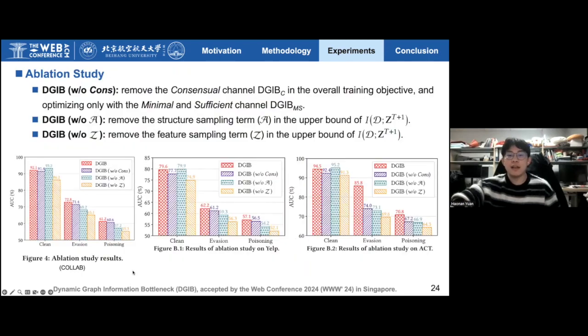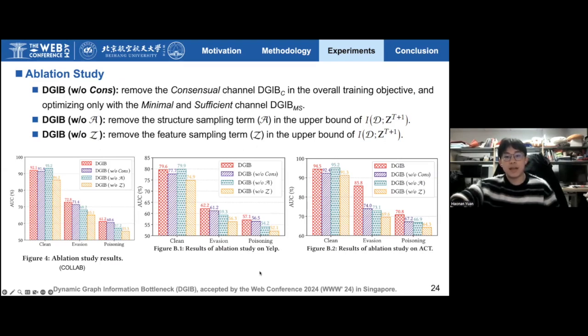And in the ablation study, we analyzed the effectiveness of the 3 variants. Firstly, the DGIB without C, where we remove the consensual channel DGIB-C in the overall training objective and optimize only with the DGIB-MS channel. And the second variant is the DGIB without A. That means we remove the structure sampling term in the upper bound. And the third variant is the DGIB without Z. We remove the feature sampling term in the upper bound of this mutual information.